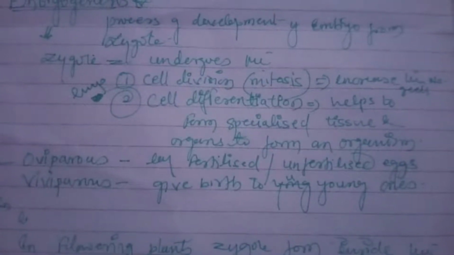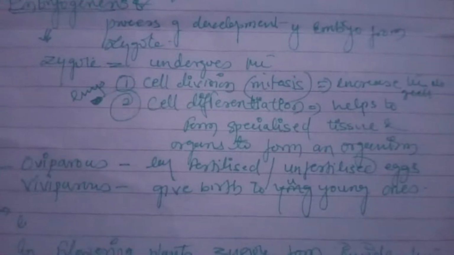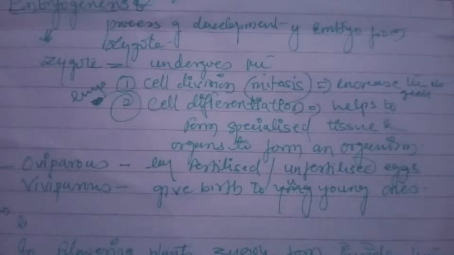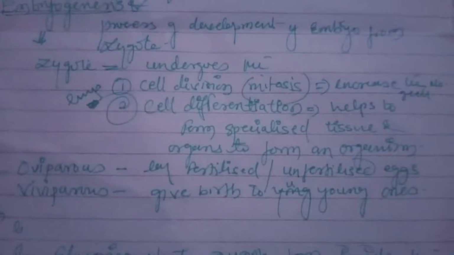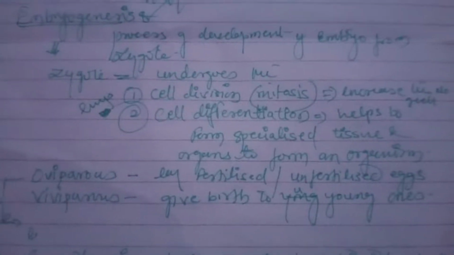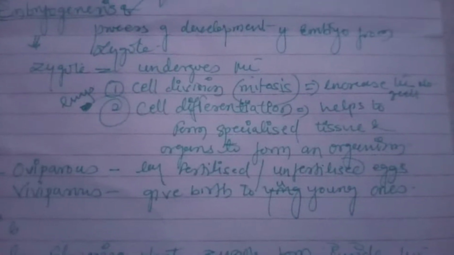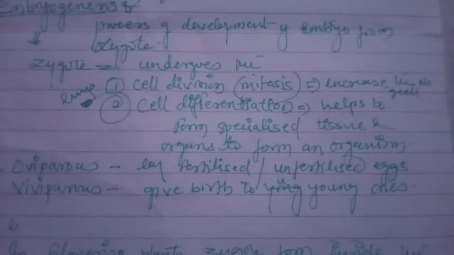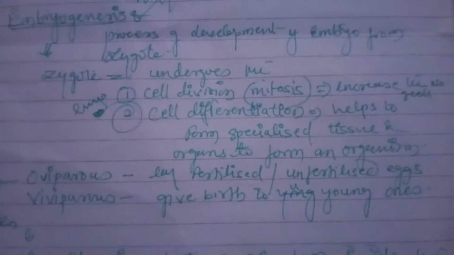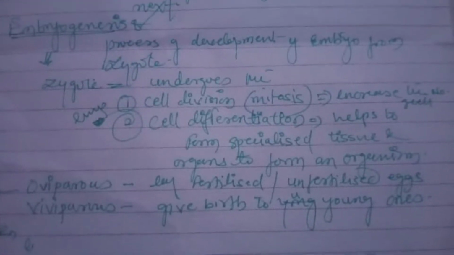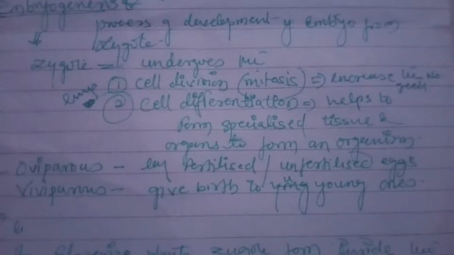Cell differentiation means that after cell division increases the number of cells, the cells go for the formation of specialized tissues, and those specialized tissues form organs and the organ system, and it develops the organism. We discussed these things last year: cell, tissue, then organ system, then organism is formed. So the two main things that take place in embryogenesis are that the zygote undergoes cell division and cell differentiation.